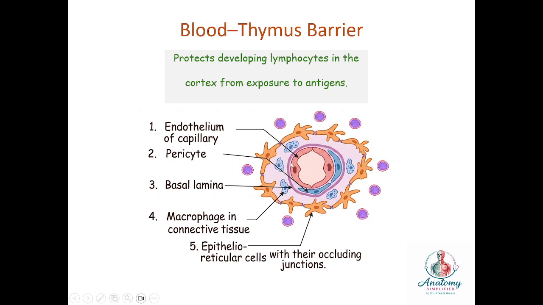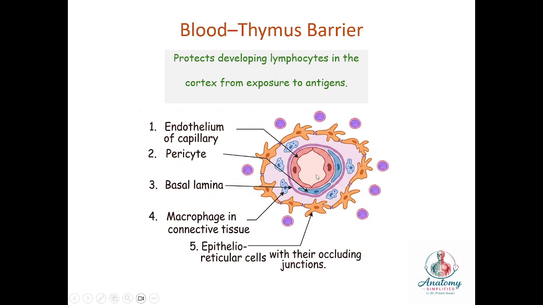So this is a capillary. In between there is blood inside. I forgot to draw the blood cells here. So there will be blood present inside, and outside there are T lymphocytes. Here some antigens might be present in the blood capillary. So we want to prevent these antigens from entering the thymic parenchyma.